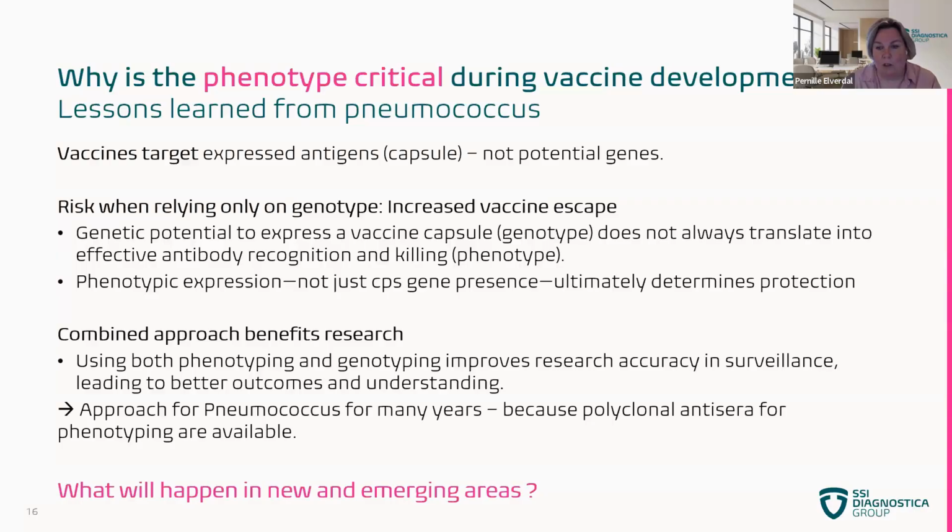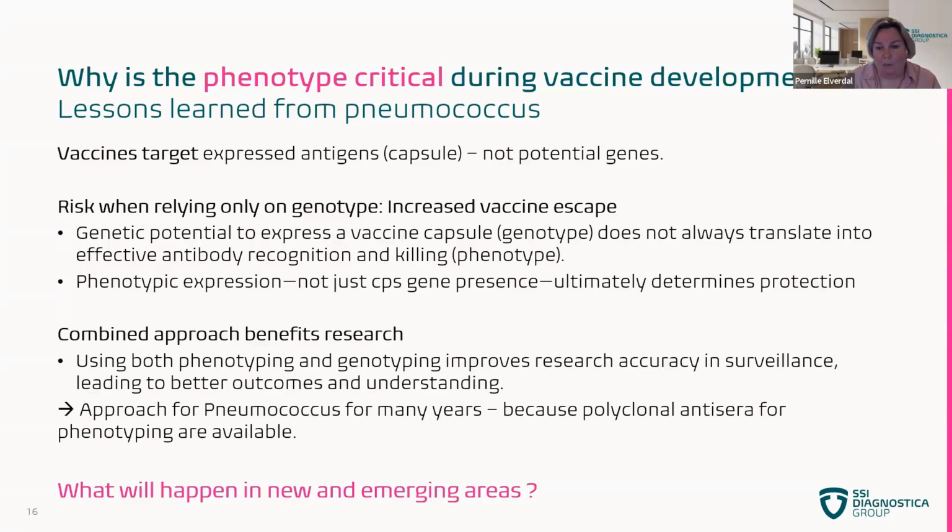The genetic potential to express a vaccine capsule does not always translate into effective antibody recognition and a killing effect, as the phenotypic method can show. So the phenotypic expression, not just a gene which is present but the actually expressed gene, is ultimate for determining the protection of the vaccine.